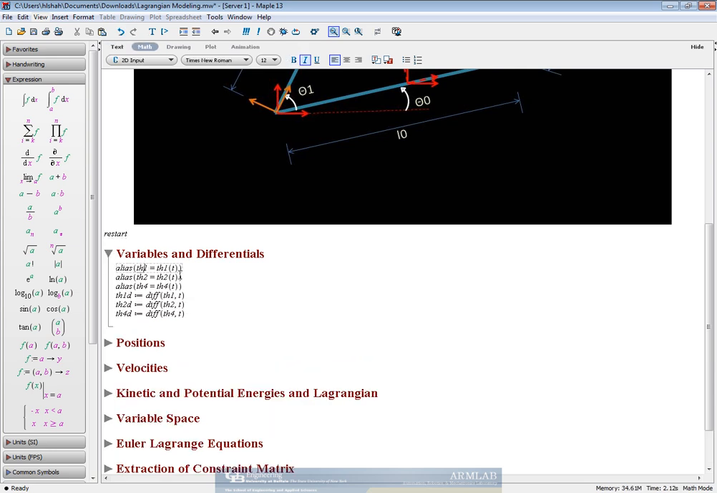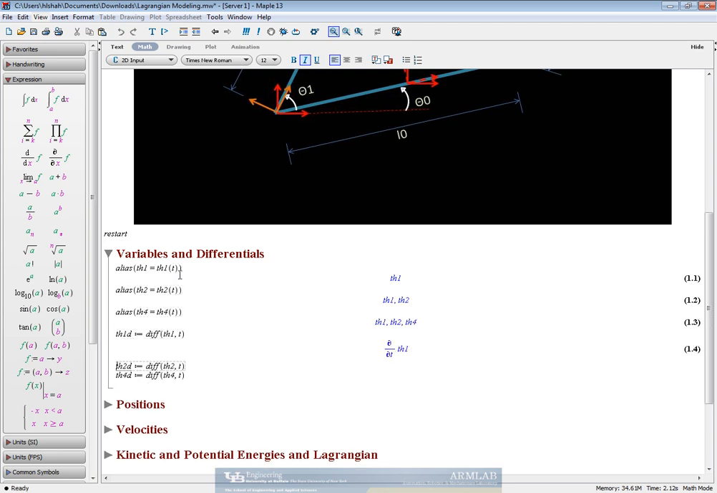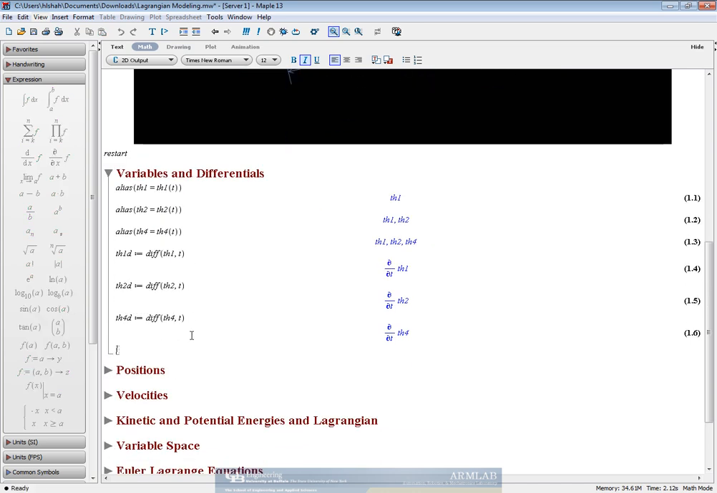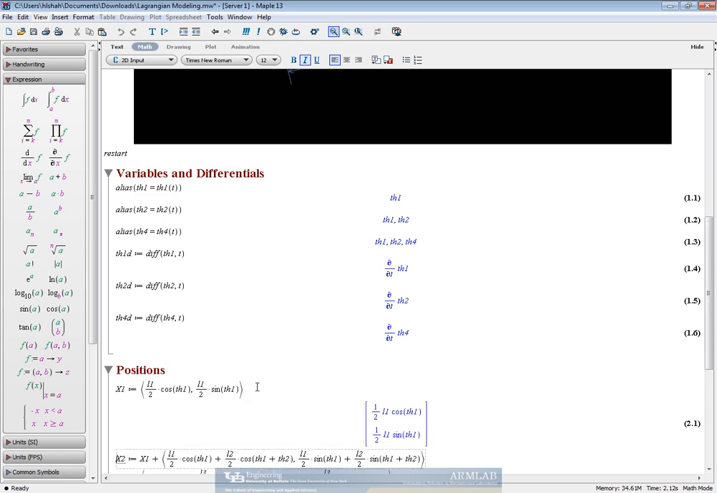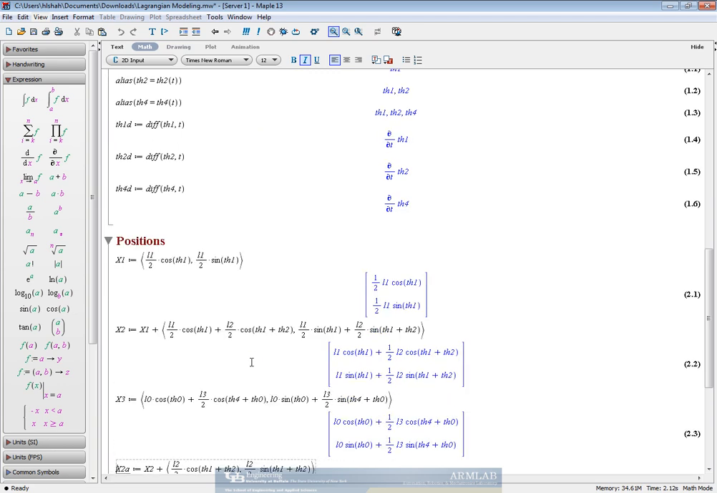We'll be using the alias command for defining variables as functions of time. So the standard thing to do is alias theta1 as theta1 of t, and likewise theta2 and theta4. Similarly, we'll have theta1 dot, theta2 dot and theta4 dot by differentiating these variables with respect to time. The next step would be to find the positions of these different centers of masses. They are given here, x1 being the position of the first center of mass, the second and the third.